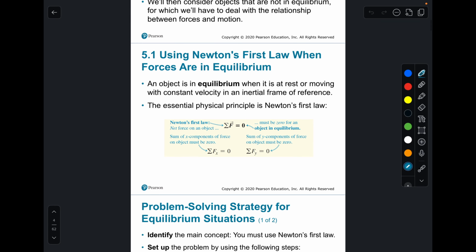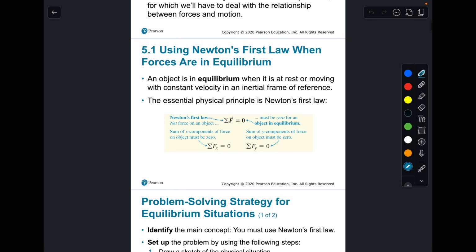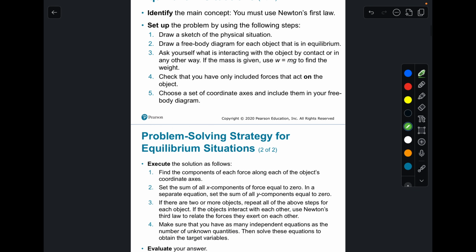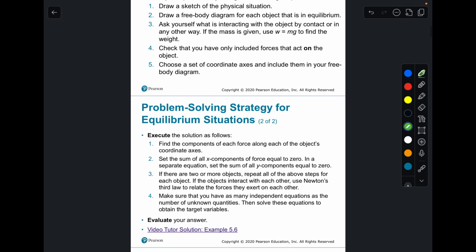Newton's first law. We use Newton's first law when objects are in equilibrium. When an object is in equilibrium, that means it's not accelerating. And if it's not accelerating, that means it's either at rest or moving with constant velocity. And so if something is in equilibrium, all the forces acting on it are going to equal 0. So here's some problem-solving strategies. If you get stuck on a problem, follow these directions.